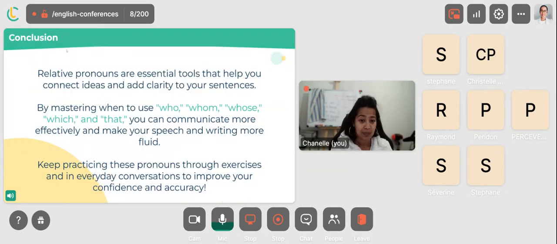In conclusion, relative pronouns are essential tools that help you connect ideas and add clarity to your sentences. By mastering when to use who, whom, whose, which, and that, you can communicate more effectively and make your speech and writing more fluid. Keep practicing these pronouns through exercises and in everyday conversations to improve your confidence and accuracy.